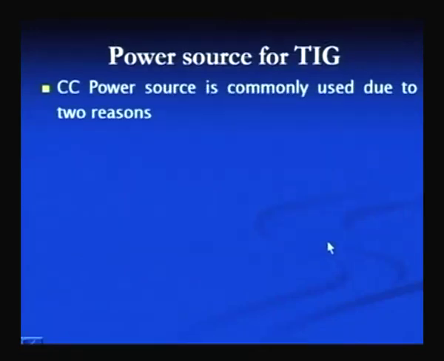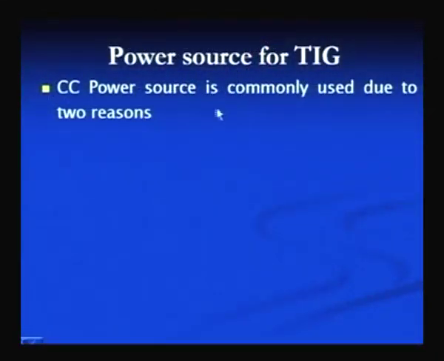Power source is the most important component. Whenever we talk about the tungsten inert gas components, the power source will be talked about first, because it delivers the power required for producing a sound weld joint, that is, the heat required for melting the faying surfaces of the base metal to be joined.